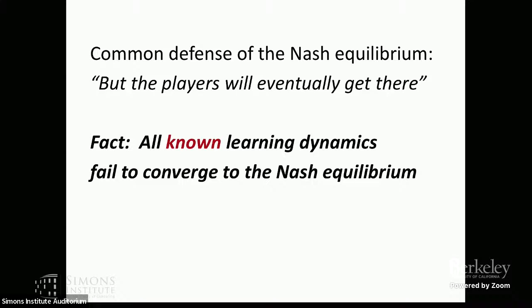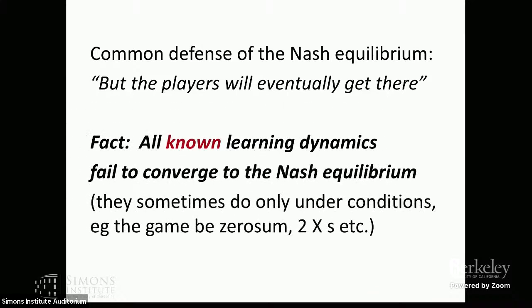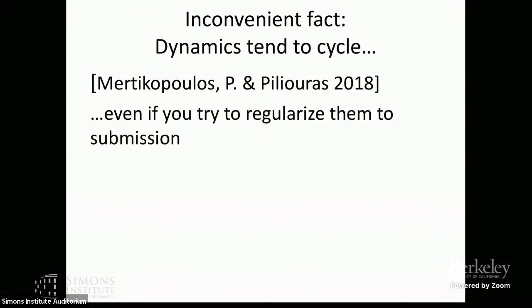Okay? So there is a long list of attempts to create dynamics that lead to Nash equilibrium, and they didn't all go anywhere. Sometimes they converge only under conditions like the game being zero sum, or one player having two strategies, or both. So in some sense that's another minus for the Nash equilibrium. It doesn't even seem to have dynamics that point to it. It does not mix well with dynamics.